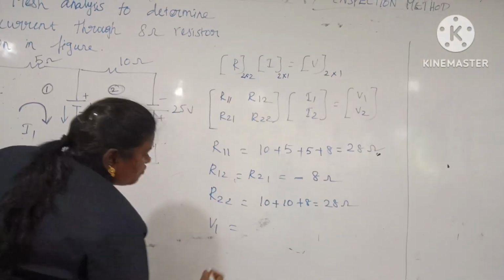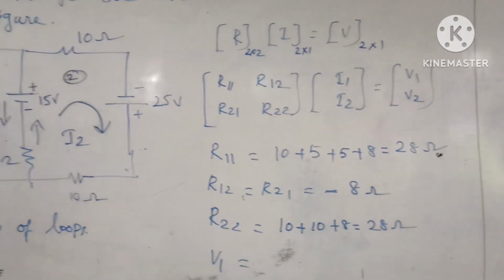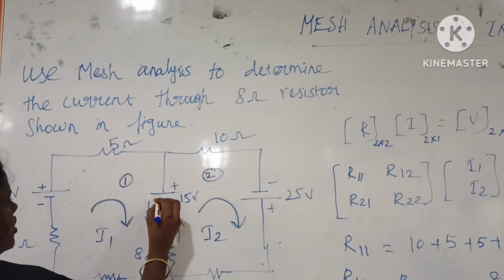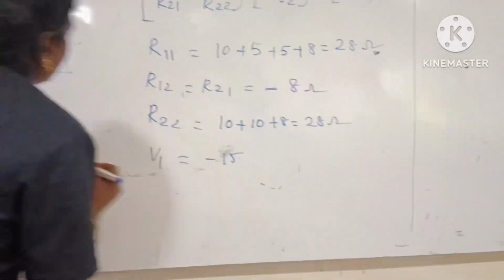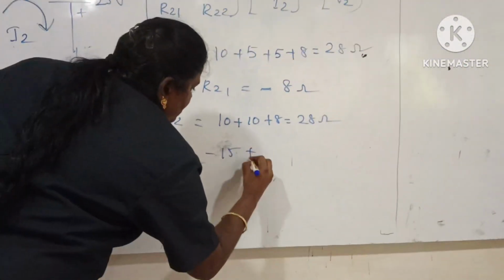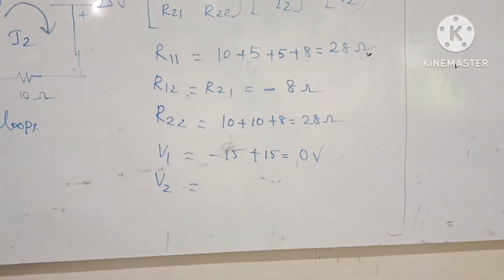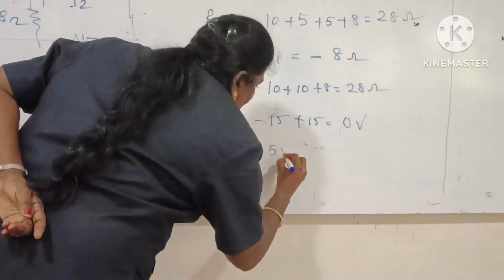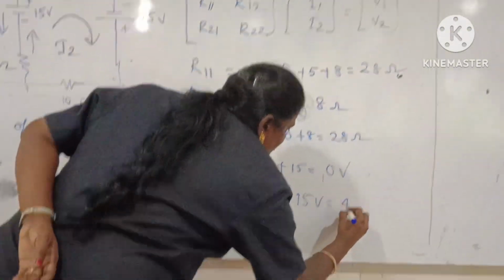Then we have to find the V1 voltage source. V1 means two batteries are connected in loop 1, a 15 volt and a 15 volt battery. Going from minus to plus is a negative voltage. Then the current flows from minus to positive, so plus 15. So we will get 0 volt for V1. Then V2: minus to plus 25 volt, plus minus to plus 15 volt. So totally we get 40 volt.